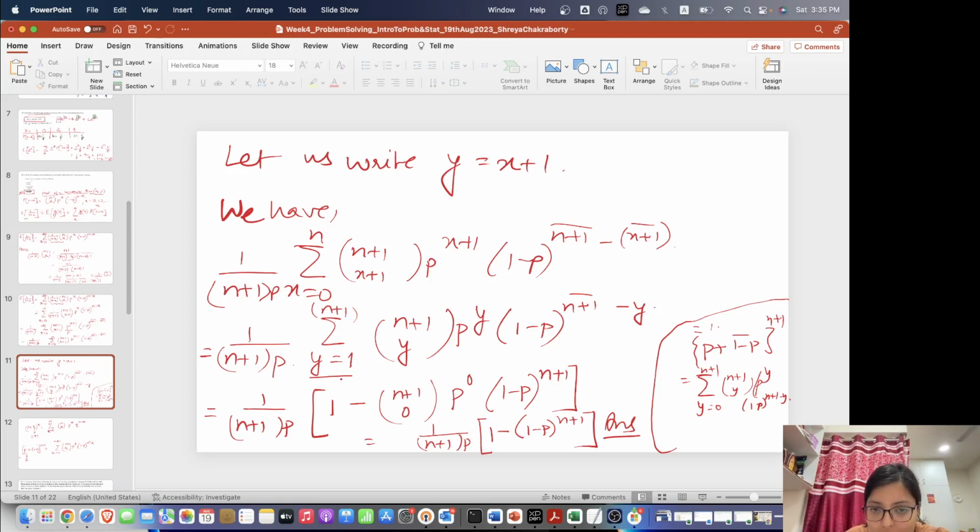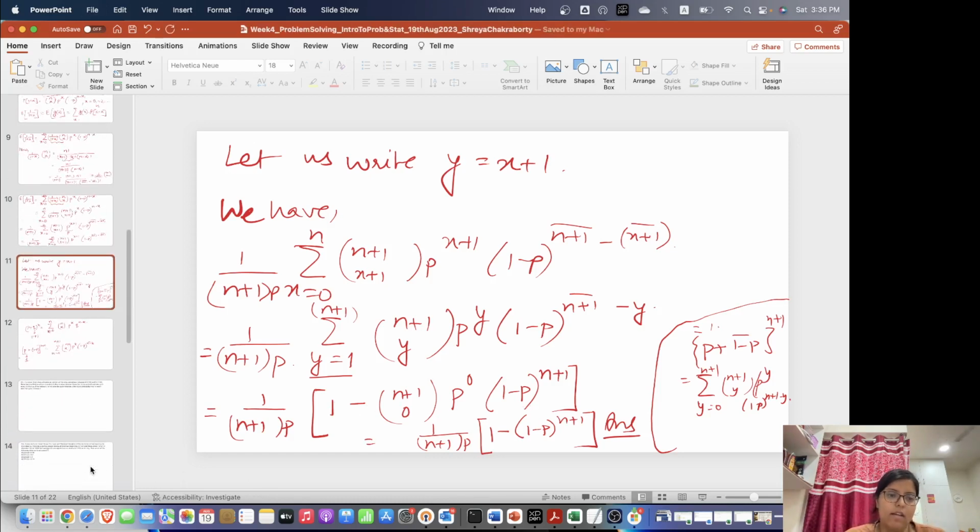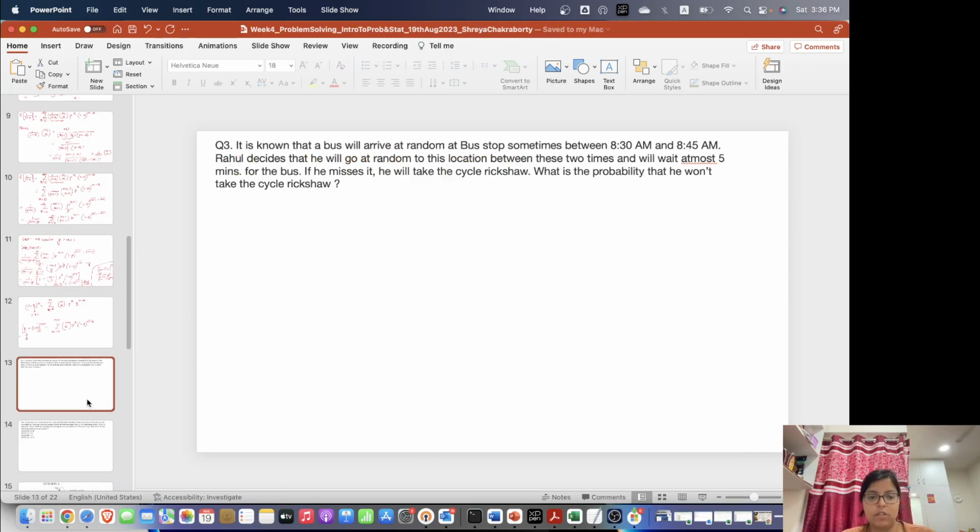Yes, understood. That's why we are just taking the total 1 including 0 and then excluding the 0th term, the y equal to 0 part, and that's how we land up over here. You got it, no? If it would have been y equal to 0 to n plus 1, it would have been p plus 1 minus p to the power n plus 1, and p plus 1 minus p is 1. Since we are not including 0, we are including 0 additionally to get this 1 and then subtracting the 0th part. Alright. So now I'll move on to the next question.